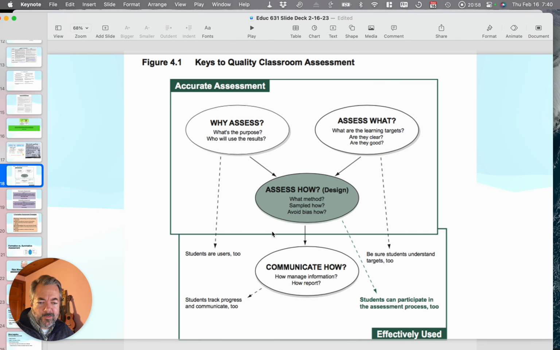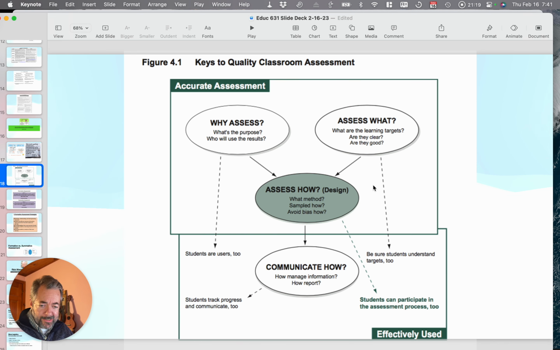So there's really four big bubbles here. One is, why assess? What's the purpose? I mean, you don't assess just because someone tells you should assess, right? And then you've got to think about, well, what are you going to assess? What are the learning targets? Are they clear and good? And then the design part. How are you going to do it? What method are you going to use? How are you going to sample? How are you going to avoid bias?